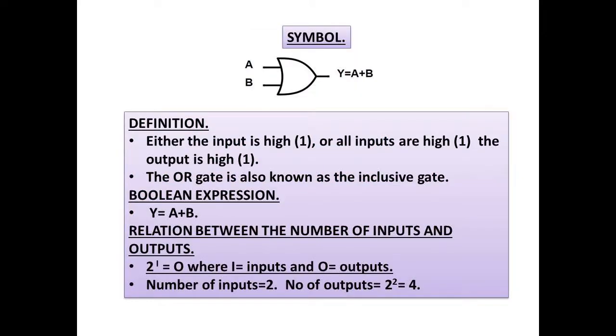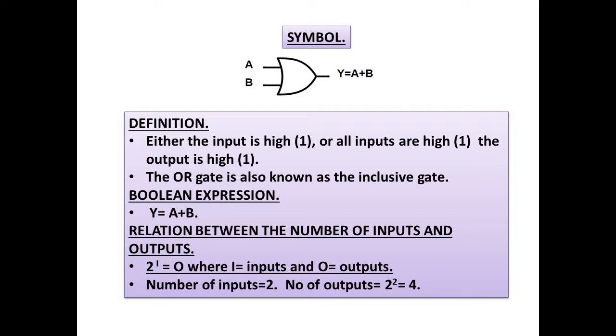Symbol. Definition. Either the input is high 1 or all inputs are high 1, the output is high 1. The OR gate is also known as the inclusive gate. Boolean expression: Y equal to A or B.